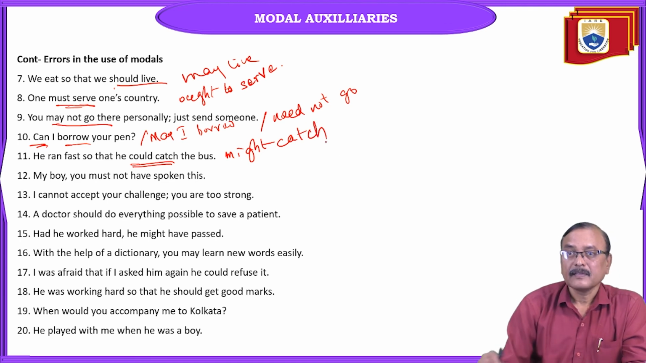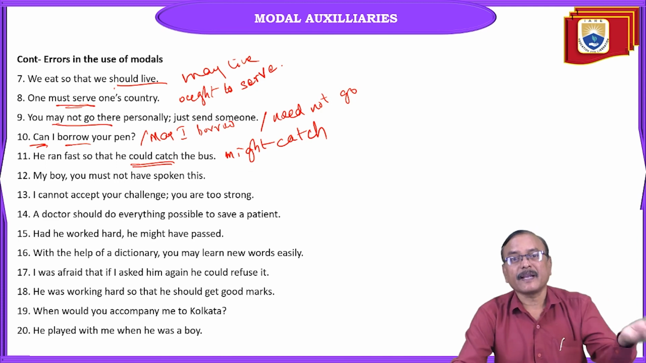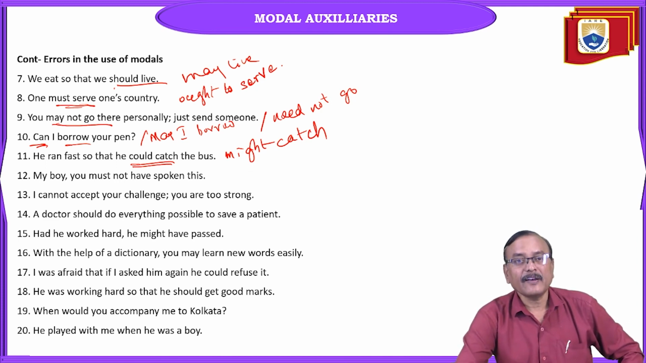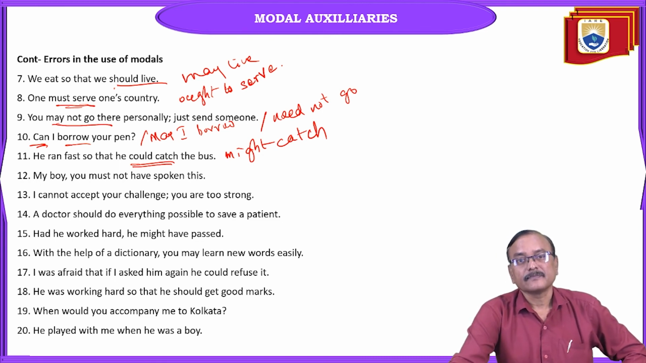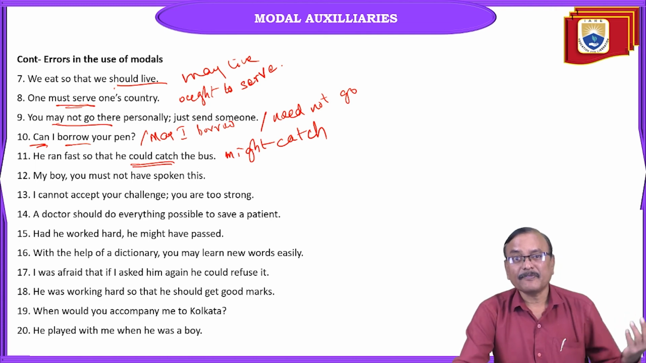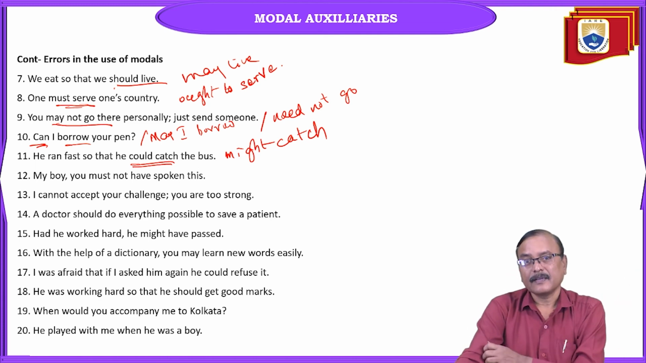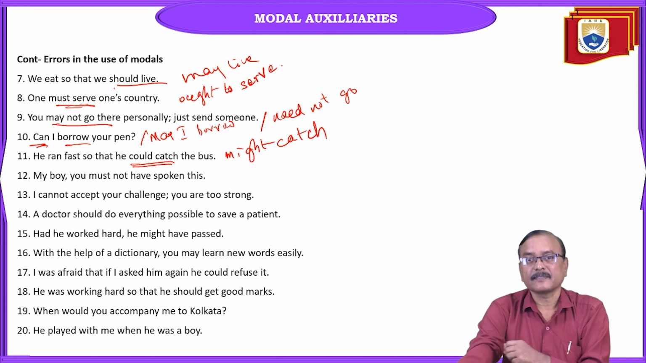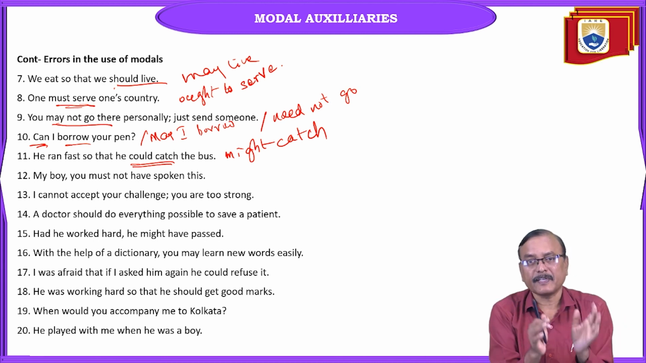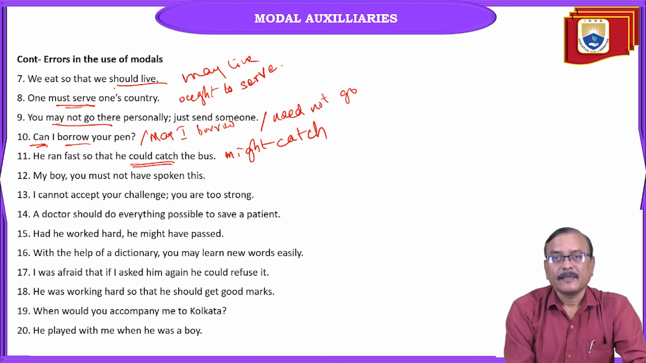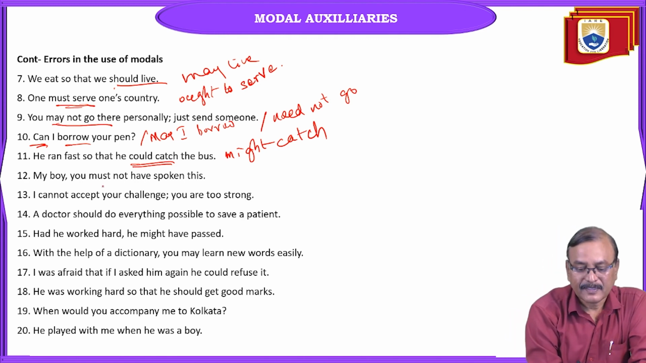Okay? It means he might catch the bus or he might not catch the bus. He ran fast so that he might catch the bus. 50-50. Why am I saying 50-50? Even after running fast, he could not catch the bus, no? 50-50 chances. That's why, when we speak of probability, we use might for past probability.